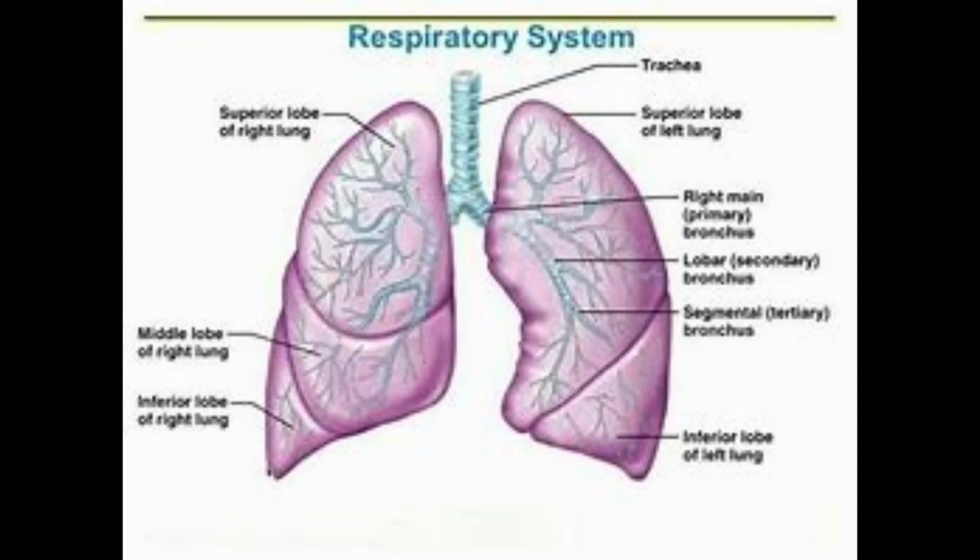In the respiratory system, lungs are the main organs. They're located inside the chest cavity. The left lung is slightly smaller than the right lung, since the heart occupies some space on the left side. The right lung is divided into three lobes, and the left lung is divided into two lobes.